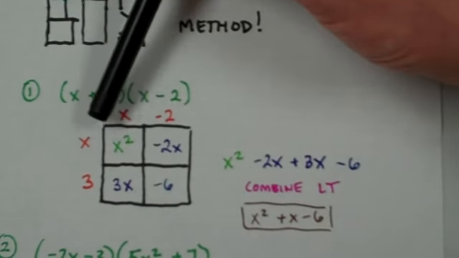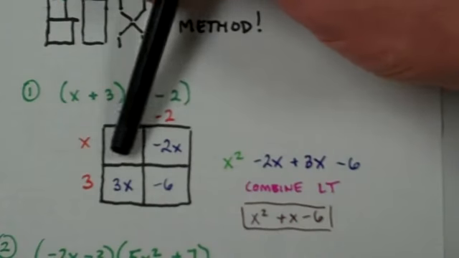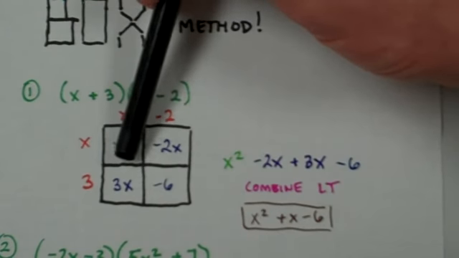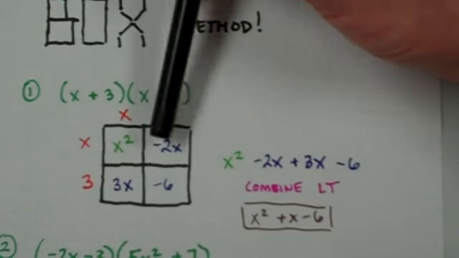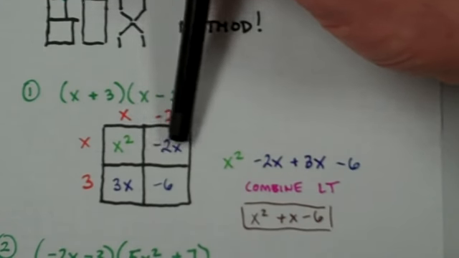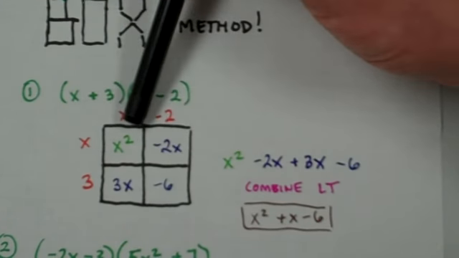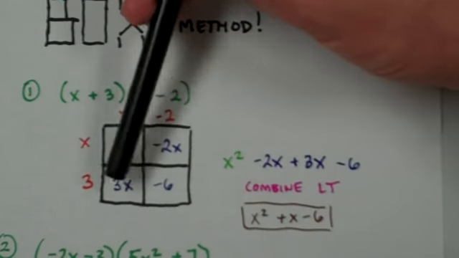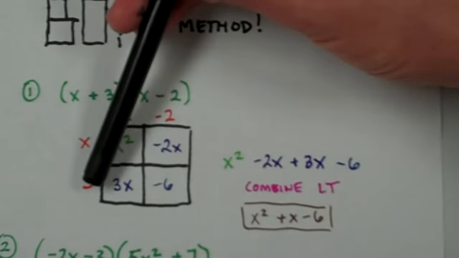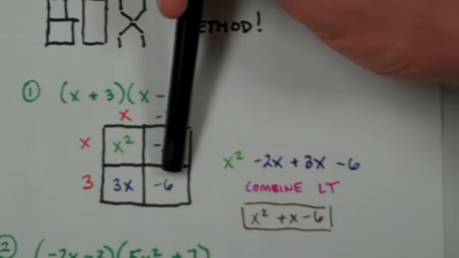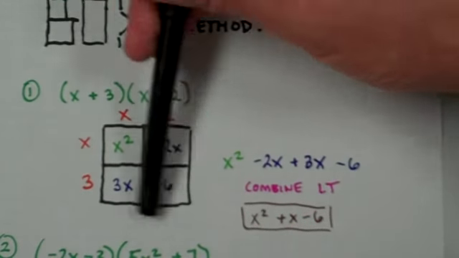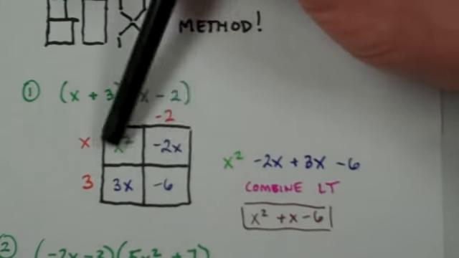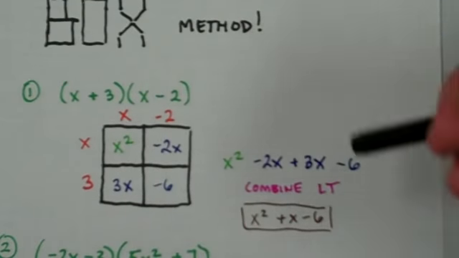You simply multiply row by column. So x times x is x squared. X times negative 2 is negative 2x. X times 3 is 3x. And 3 times negative 2 is negative 6. Okay, this gives you all the terms that you're going to be combining to get your final answer.